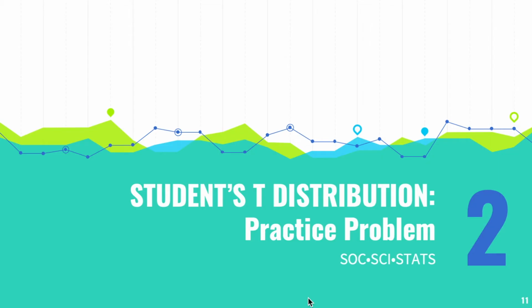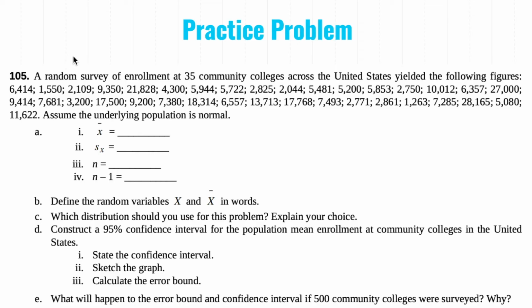So let's do a Student's T-distribution practice problem. In this practice problem, we have a random survey of enrollment at 35 community colleges across the United States. I'm not going to read all of the numbers at you, but here are the enrollment figures for each of those 35 community colleges. We're told to assume that the underlying population is normal. So look at this given problem. Do we know the population standard deviation? We don't even know the population mean in this case either, so we don't have any population metrics.